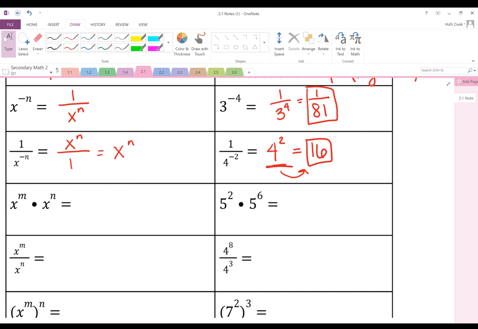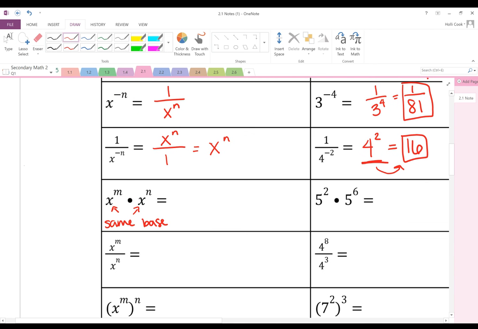All right, so the next rule we're going to talk about is x to the m times x to the n. For this rule, these bases have to be the same. It only works if you have the same base. Let's look at an example. Let's say we had x cubed times x squared. We've got the same base, and x cubed is really x times x times x, and x squared is x times x. So we're just multiplying all those together, and now we just have 5 x's multiplying. So really we just have x to the 5th.